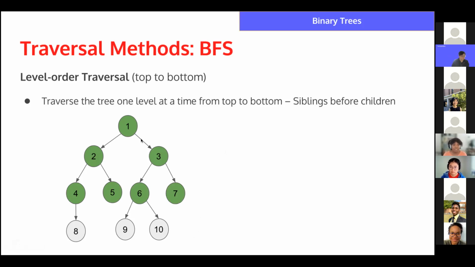So breadth means let's go wide before we go deep. Let's go to siblings before we go to children. And our last row there would be 8, 9, and 10. So our output would be in countable order: 1, 2, 3, 4, 5, 6, 7, 8, 9, 10.